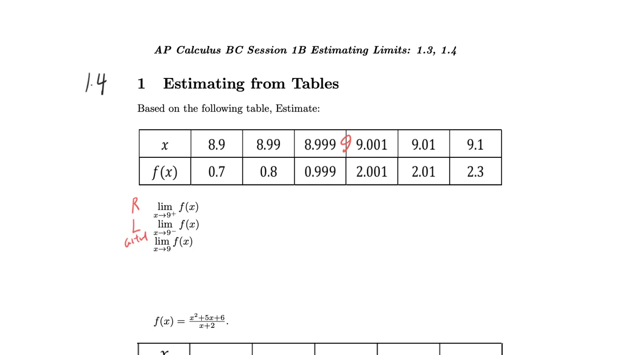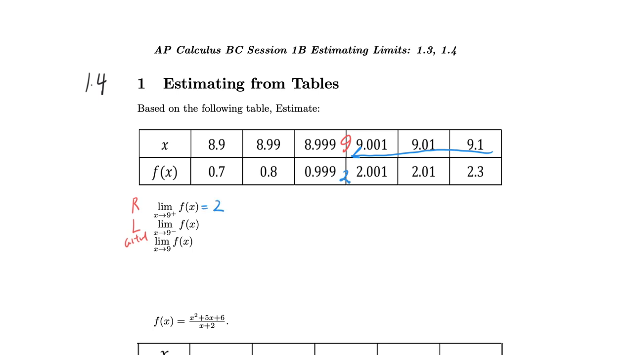Really though, because this is estimation, you can't get too precise with the values, and often intuition is enough to do the job. So for the right-hand limit, we look at the x values first. We are getting closer and closer to 9 from the right-hand side. In terms of the f values, we get 2.3, 2.01, 2.001, and so it's really clear that this is getting to 2. There's no real way we could justify this because there are so few values and so little information given in this table, but 2 is definitely a good enough answer. So we're going to say the right-hand limit is 2.